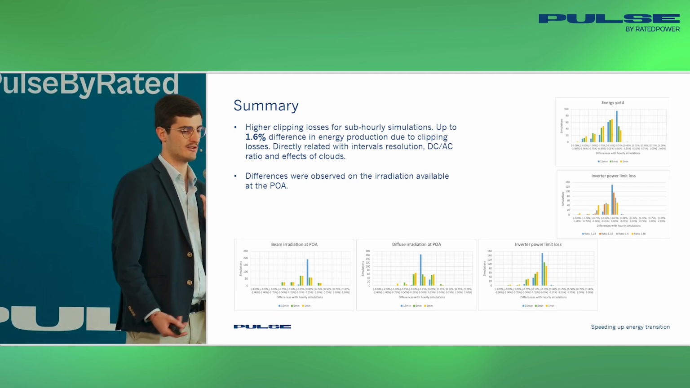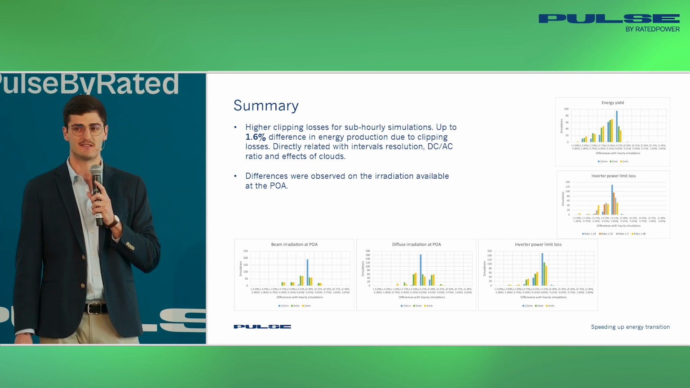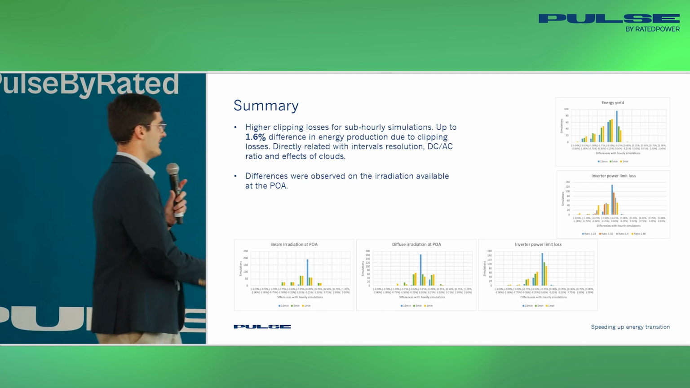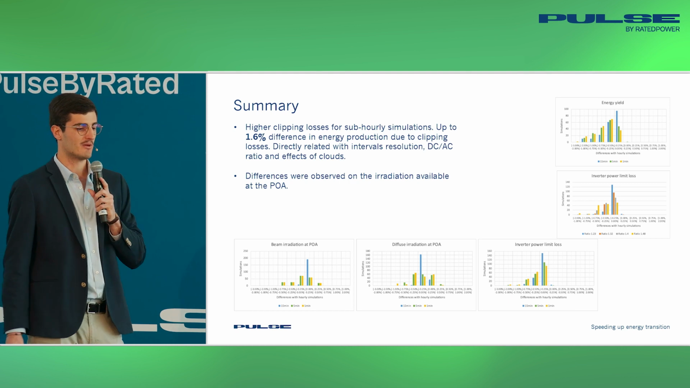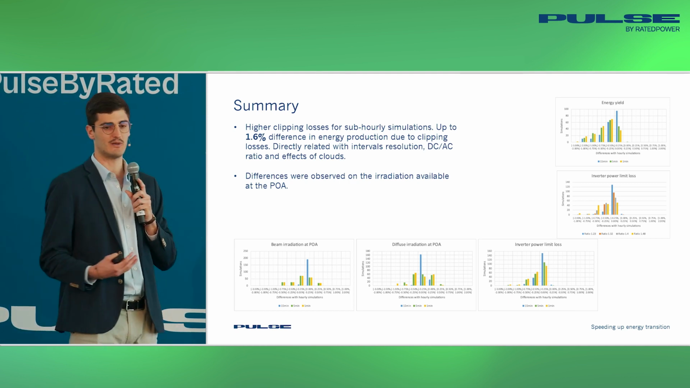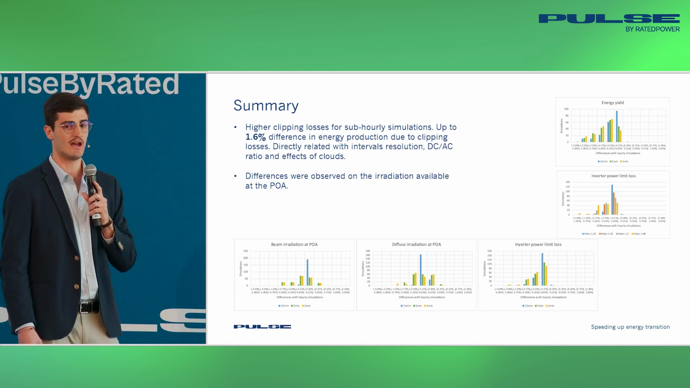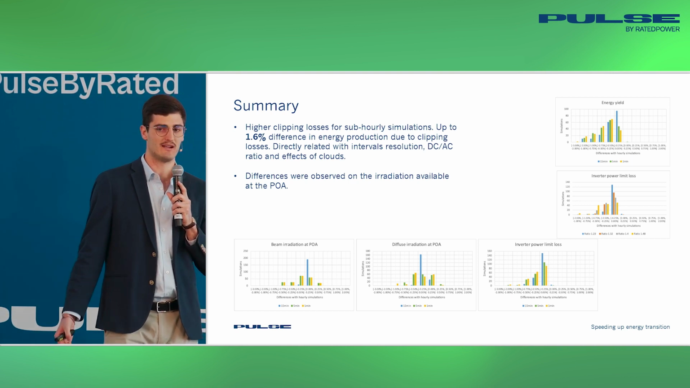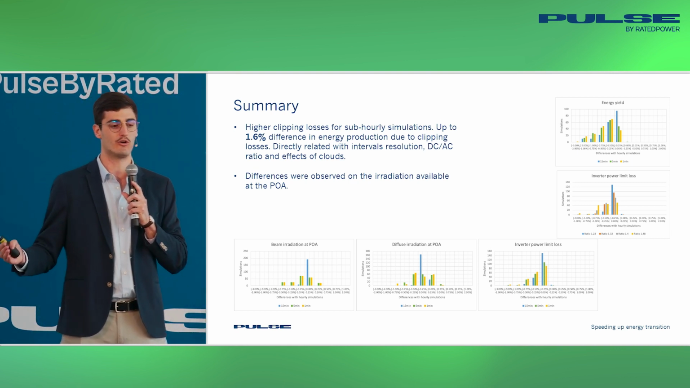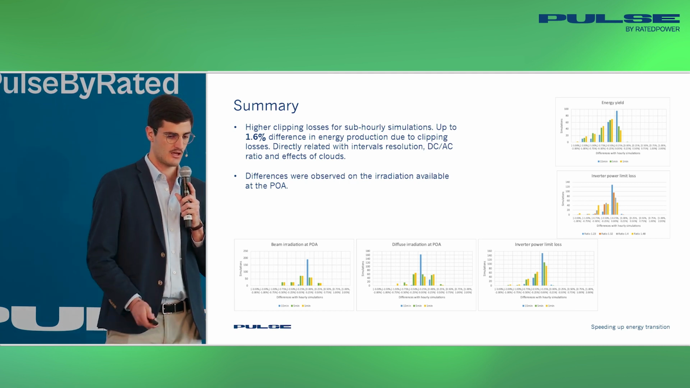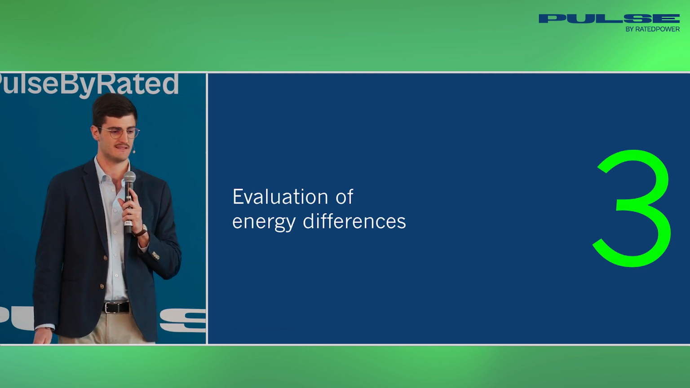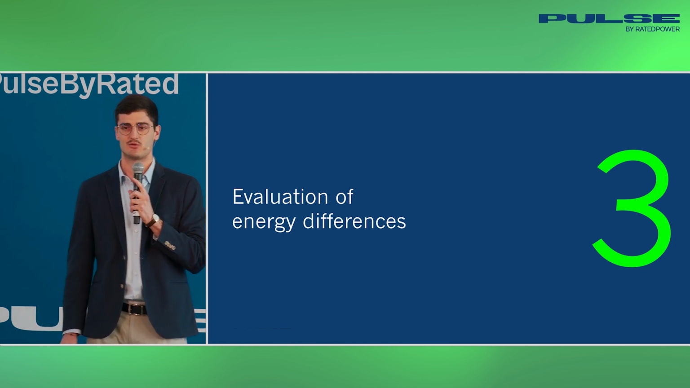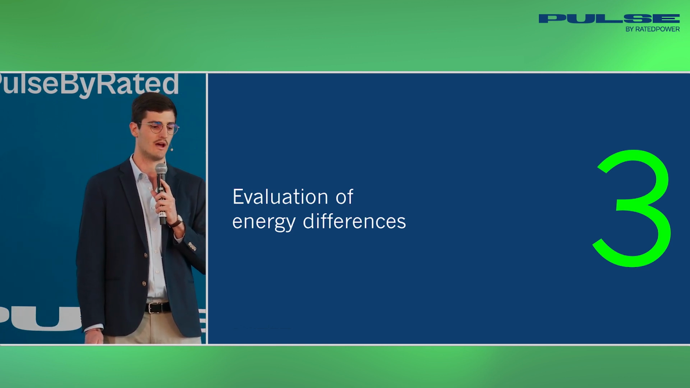Apart from that, we can also say that we observed differences in the irradiation that we have available at the plane of array. And there we have the graphs where we can see some cases in which we have lower irradiation for sub-hourly simulations, some others in which we have higher values. And from these specific graphs, we could then know if running sub-hourly simulations will give us more or less irradiation at the plane of array. So with that being said, now we can go to these three different losses that I mentioned in more detail and try to find out what's going on there, why do we have these differences.